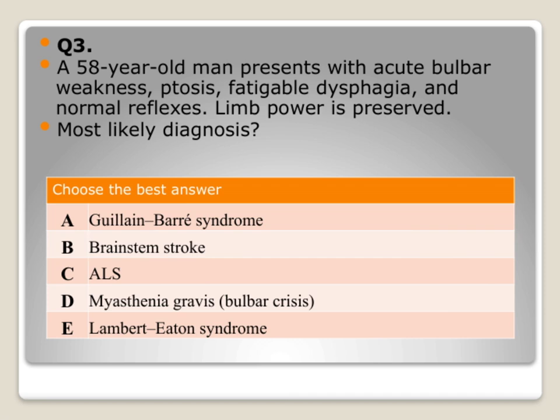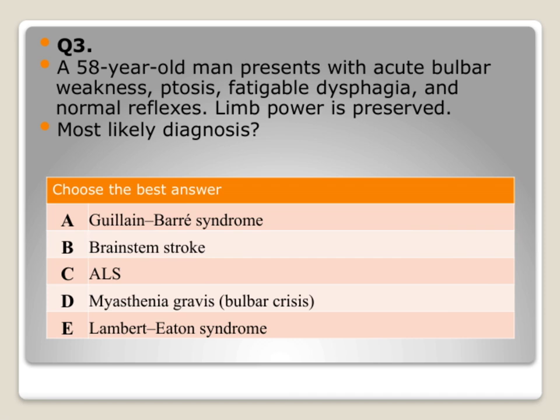Now, looking at the options. Guillain-Barré syndrome often involves limb weakness and areflexia, so it's less likely here. Brainstem stroke could cause bulbar symptoms, but it usually presents with additional neurological signs and does not typically feature fatigable weakness. ALS tends to involve both upper and lower motor neurons, leading to progressive weakness, including limb involvement, which isn't described here. This leaves us with myasthenia gravis, specifically a bulbar crisis in this context.